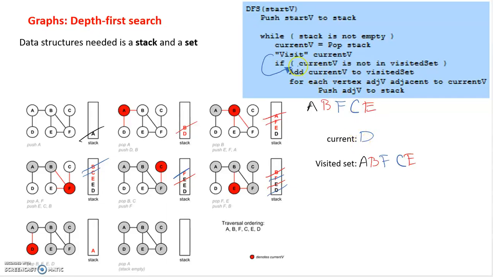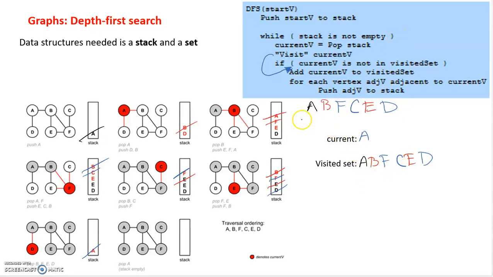Current vertex is D. Is it in the visited set? No, it is not. Visit it and place it in the visited set, and then for every vertex adjacent to D, push it on top of the stack. What are the vertices adjacent to D? There's only A. A is pushed on top, and then you go back to the top of the loop. Stack is not empty. A is there. You pop A. Current vertex will be A. A is visited, so nothing really happens. You go back to the top of the stack, but it is empty.